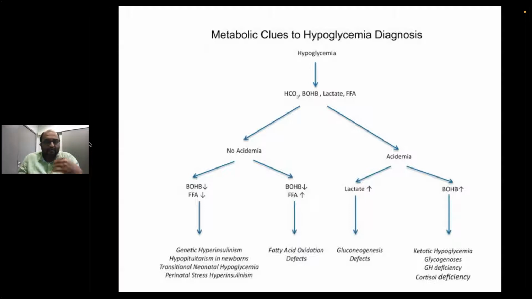However, if there's acidosis, then you look at lactate. And obviously, if there's an increase in lactate, then there are other metabolic conditions, mainly like gluconeogenesis defects. Or if there's an increase in ketones, then you think about ketotic hypoglycemia or other endocrine conditions, mainly growth hormone deficiency or cortisol deficiency, which is in older children. So this is a brief flow chart that explains how we interpret, and hence it is really important to take critical samples at the time of hypoglycemia in children.